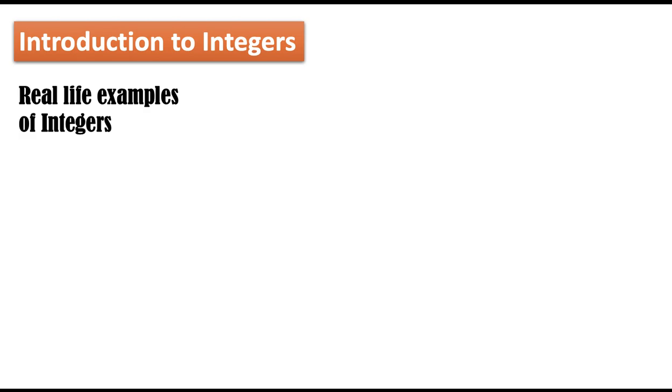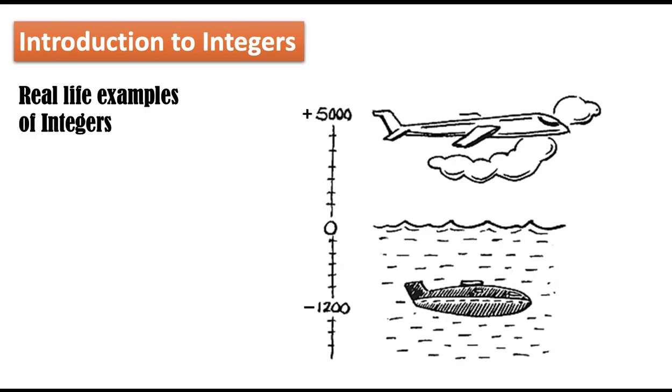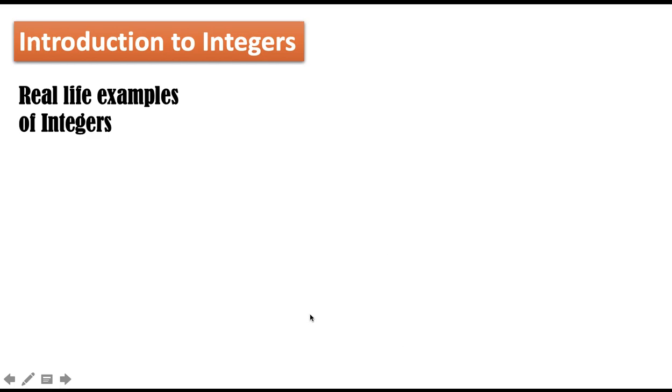We can see real-life examples of integers in this picture. So, the sea level can be represented by 0. Then if this plane is 5,000 feet above sea level, this can be represented by positive 5,000. Then let's say this submarine submerged 1,200 feet below sea level, this can be represented by negative 1,200.